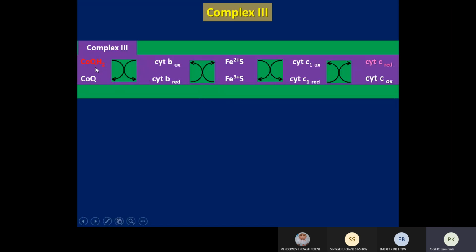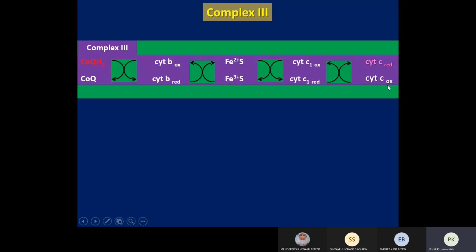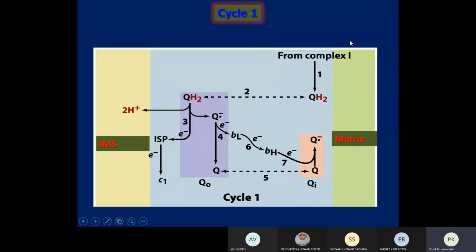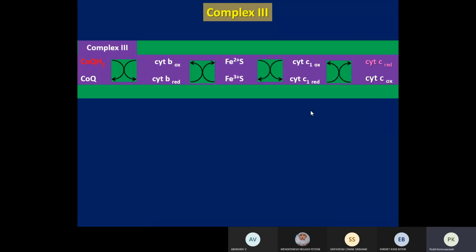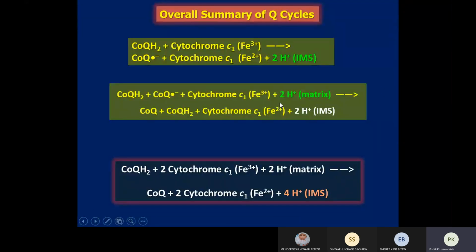And you can also see what exactly happens here is that when the ubiquinol is oxidized to ubiquinone, the electron is transferred through a series of iron sulfur clusters and the cytochromes, and finally the oxidized cytochrome c is converted into reduced cytochrome c, which is a mobile electron carrier. So this process takes place in the form of 2 half cycles. This is known as the Q cycle, and this is about this one.